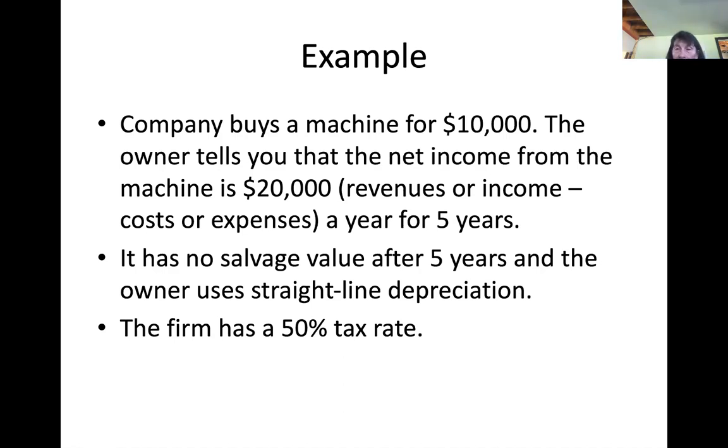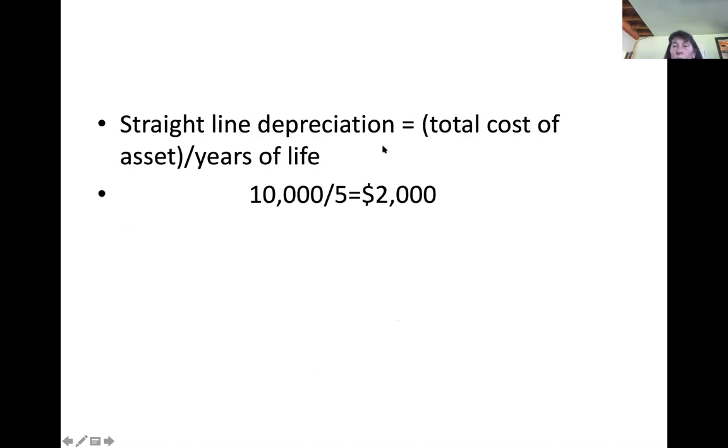So let's just see how this works. And the firm has a 50% tax rate. So first of all, how much did the machine go down in value? $10,000 it's purchased for. It lasts 5 years, so it goes down in value to $2,000 a year.